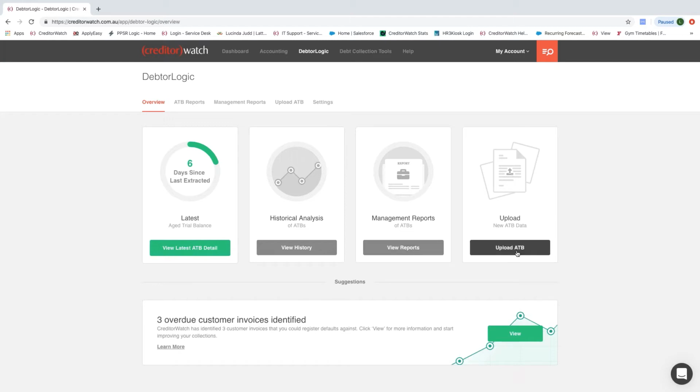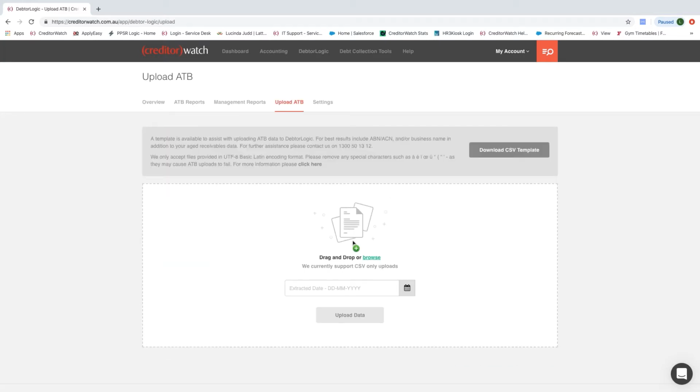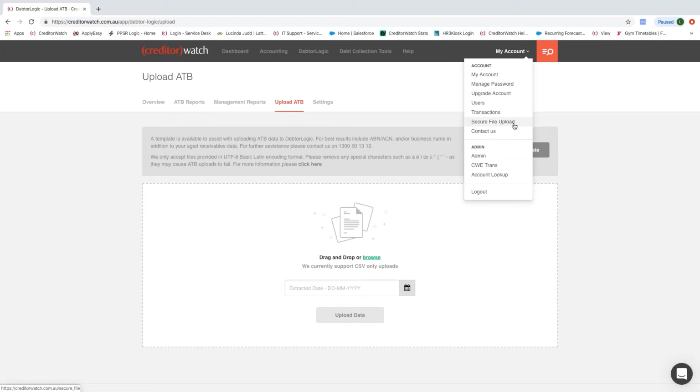The last widget here is the upload function. So we've made this really straightforward so that you can manage this process self-sufficiently. You're simply just dragging and dropping the file, selecting an extracted date, and you're good to go. But look, if you are short on time and you'd rather me handle that, you can just send it through to me via our secure file upload, and I can do that on your behalf, which is easy enough.